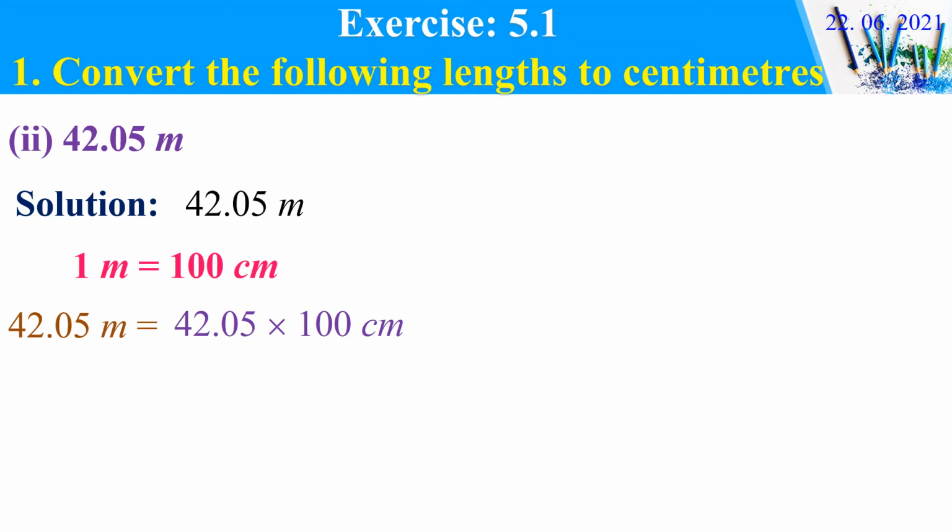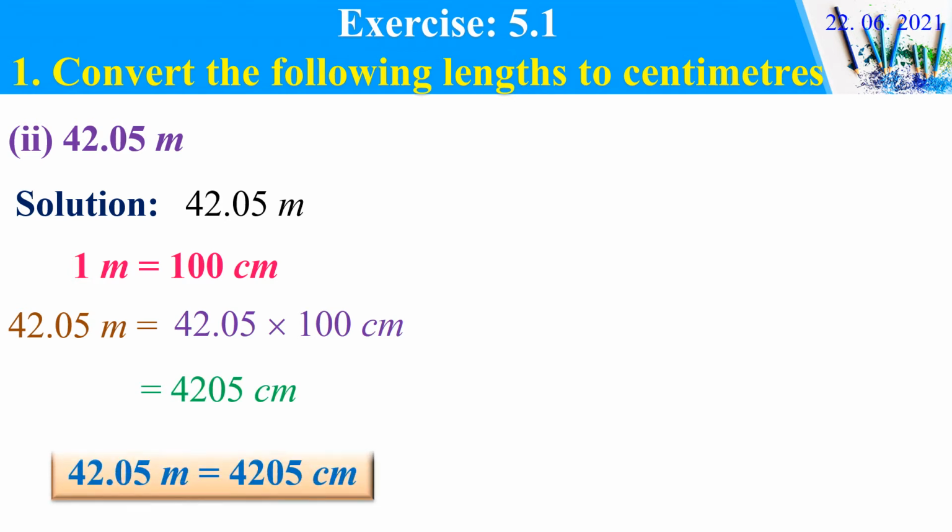You know very well that if you multiply a decimal number by 100, we move the decimal point to the right side 2 steps because we have 2 zeros in 100. Therefore, the solution is 4205 centimeter. 42.05 meter is equal to 4205 centimeter.